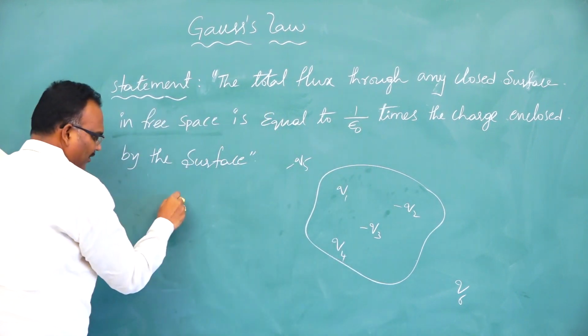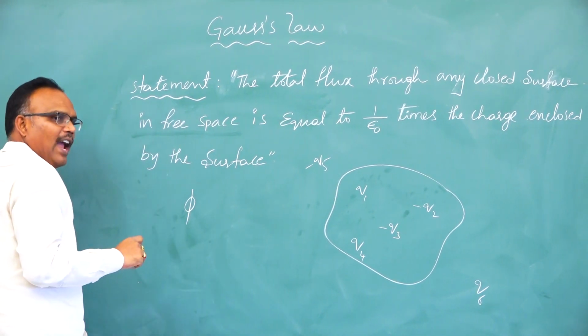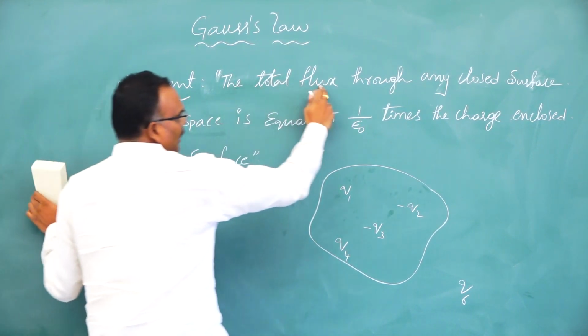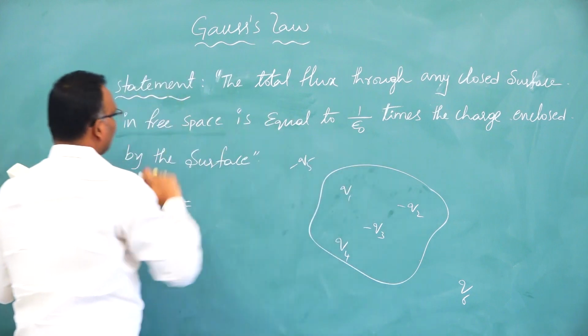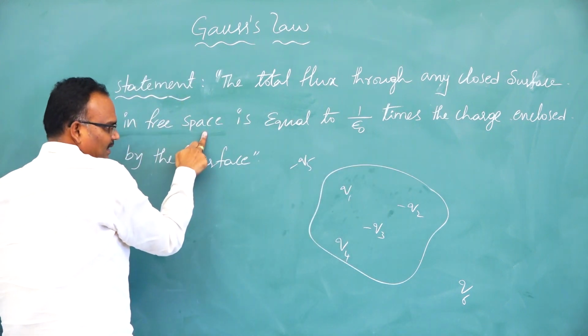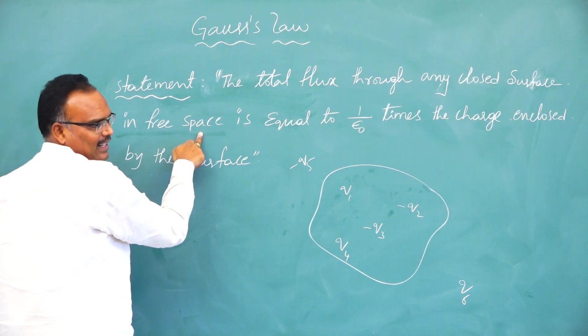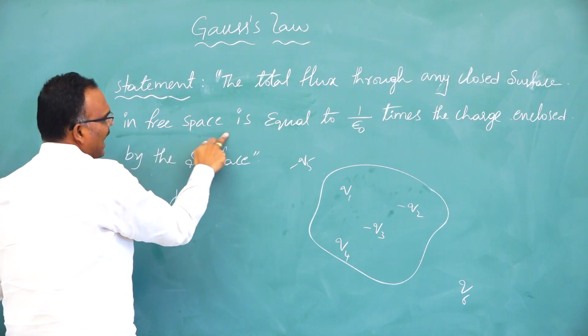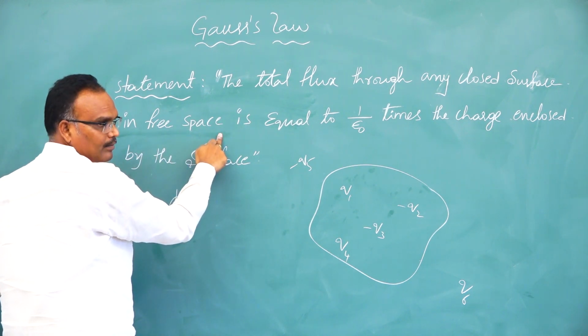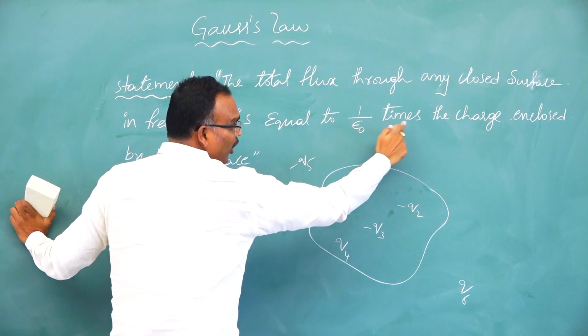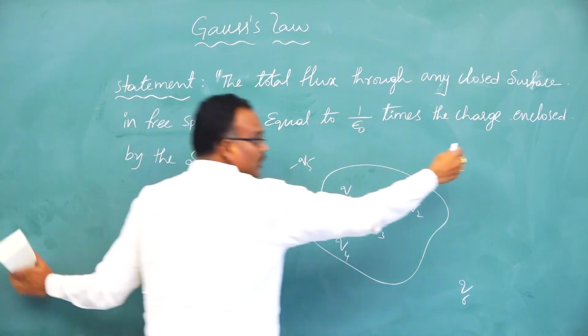So that flux, we know, is denoted with phi, and is equal to the total flux through any closed surface in free space. Free space means vacuum, or you can even consider air, that's it. You should not imagine a medium. That means comfortably I can write epsilon naught, the permittivity of free space or air or vacuum, and the flux is equal to 1 by epsilon naught times the charge enclosed.